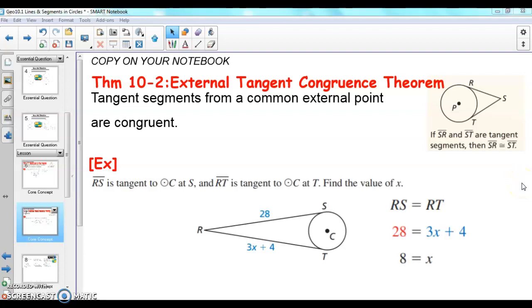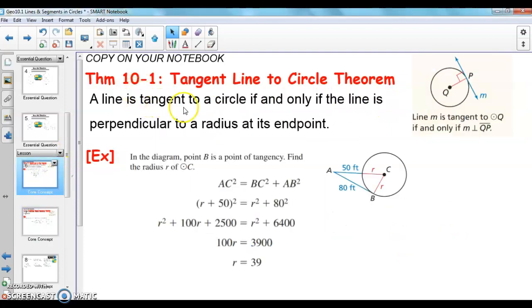This week, we have been looking at parts of circles, such as lines and segments intersecting the circle at different points, and some of the theorems we talked about were the external tangent congruence theorem, which states that tangent segments from a common external point are congruent, and a line that is tangent to a circle is a line that's perpendicular to the radius at the point of tangency, which is in this figure, point P.